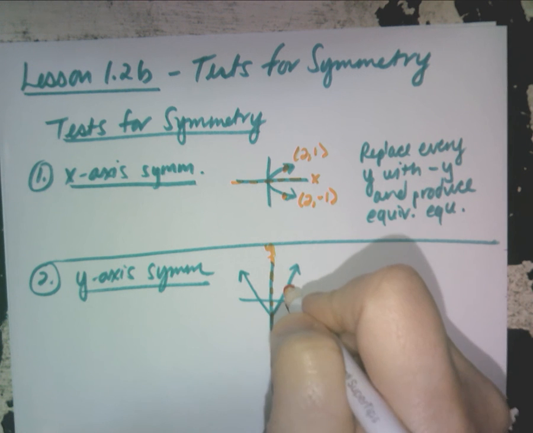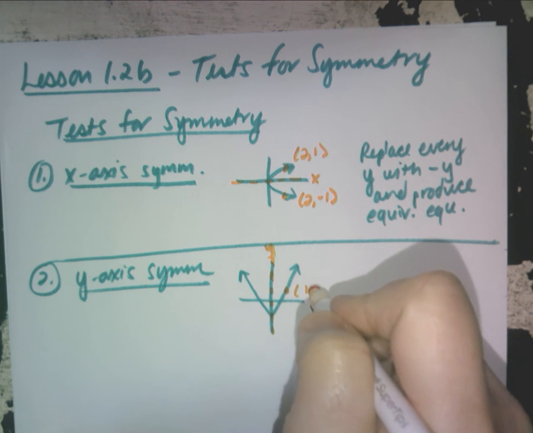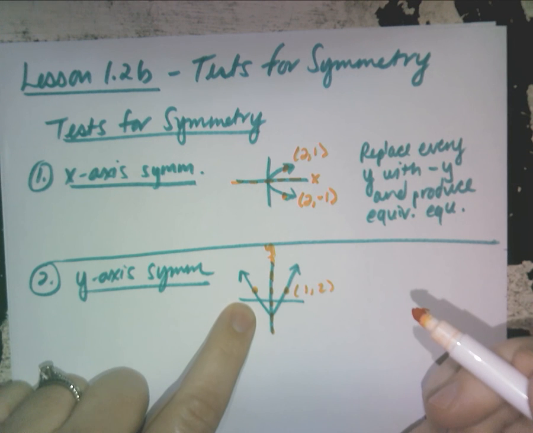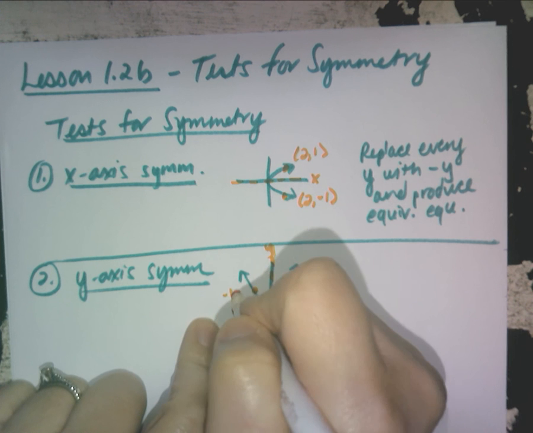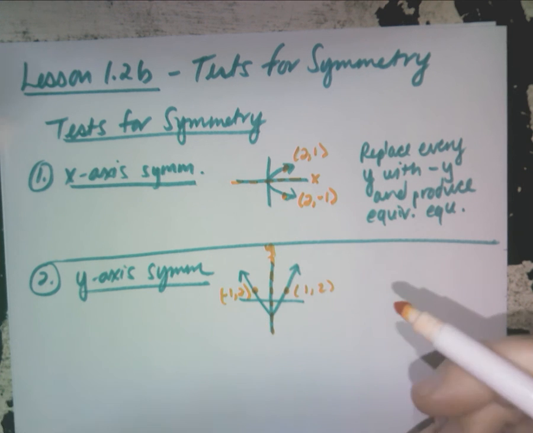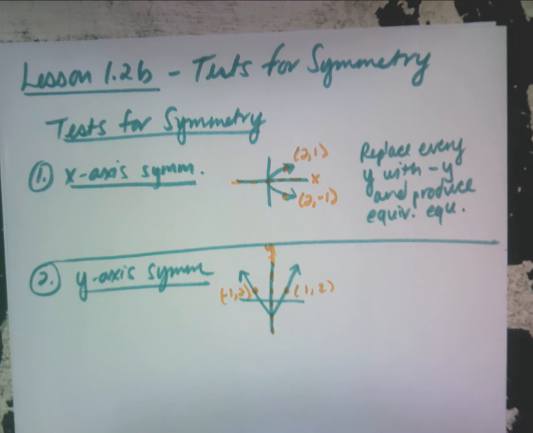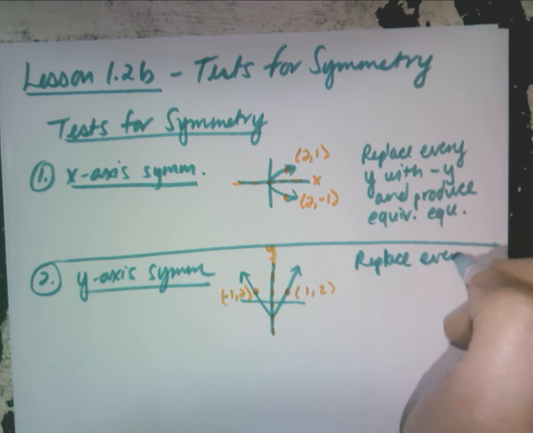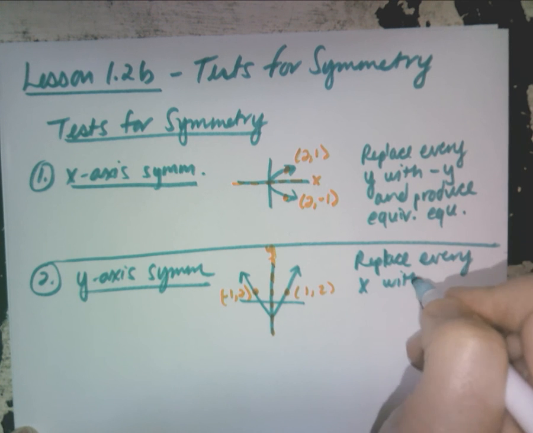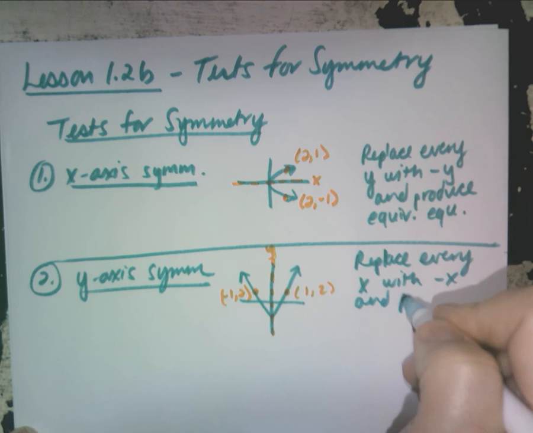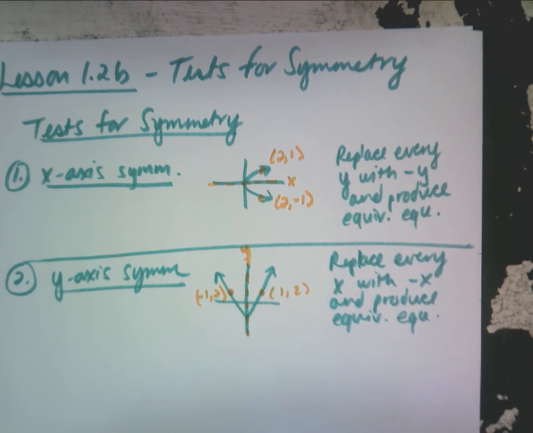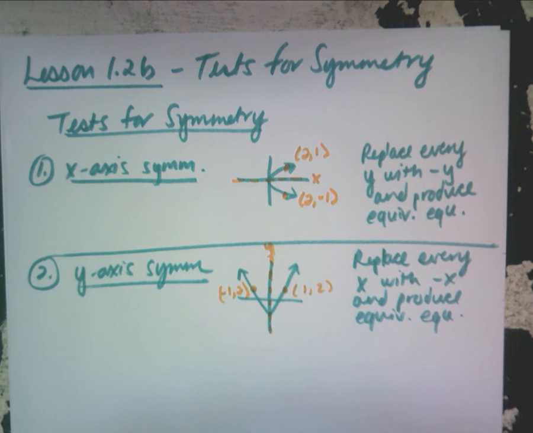If I pick this point right here, let's say this is the point, I don't know, 1, 2. What's this point right here? What's its mirror image over on that side? -1, 2. Oh, what changed signs now? Oh, so when you flip over the y, the x changes sign. So you are going to replace every x with a -x and produce equivalent equations.